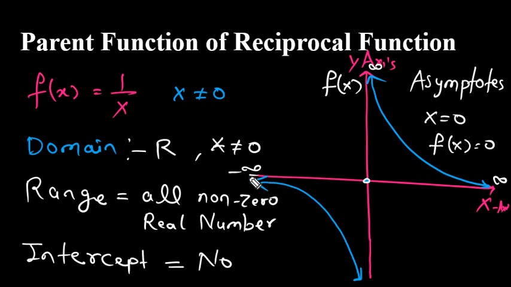Why x equals 0? Because at x equals 0, the graph is approaching infinity. And f of x equals 0, so here also the graph is approaching infinity if you move towards this side. So x equals 0 and f of x equals 0 are the asymptotes, right? We will talk about horizontal and vertical asymptotes in detail later. Okay, so this is all the information about the parent function of the reciprocal function.